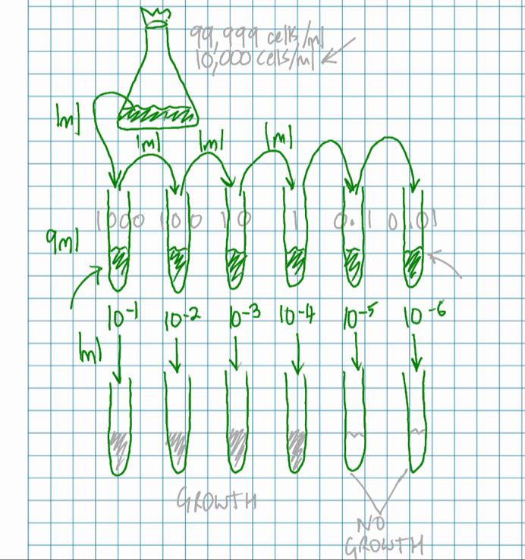So let's just make up a scenario where, let's say, in these ones we saw growth, but then in these last two we saw no growth. Okay, so that's what would happen given this setup. So now let's go back and do a bit of a thought experiment here. Let's make the assumption that our starting culture had 10,000 cells per ml and work forward from there.